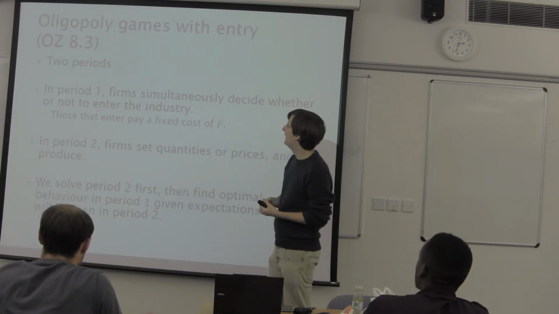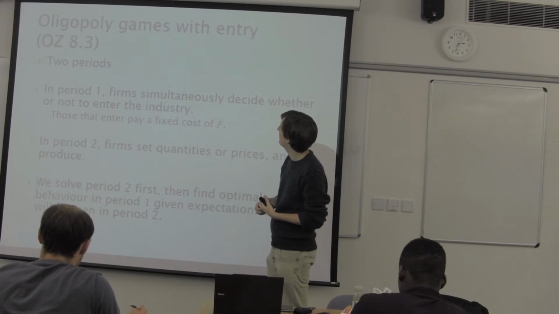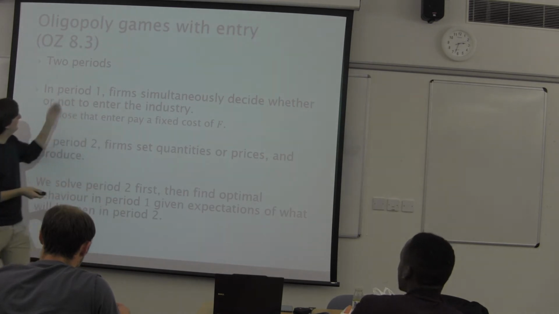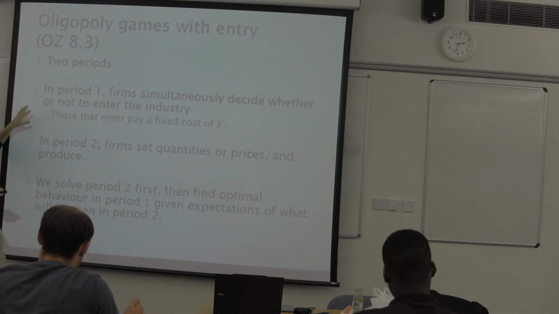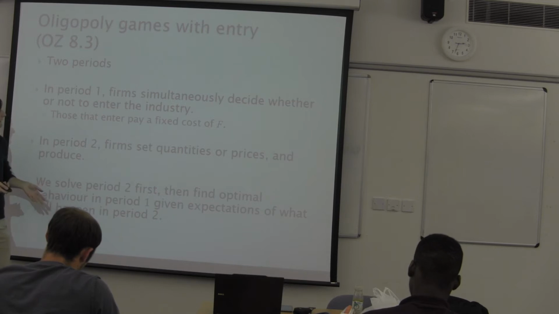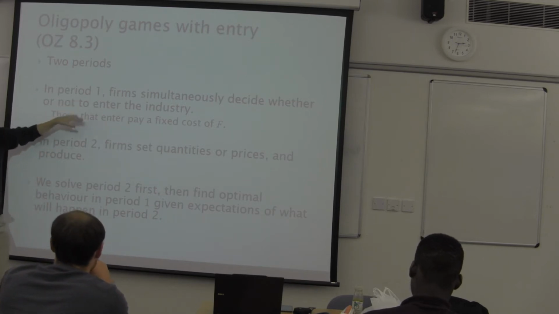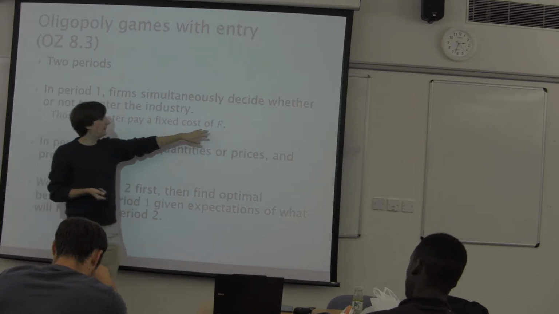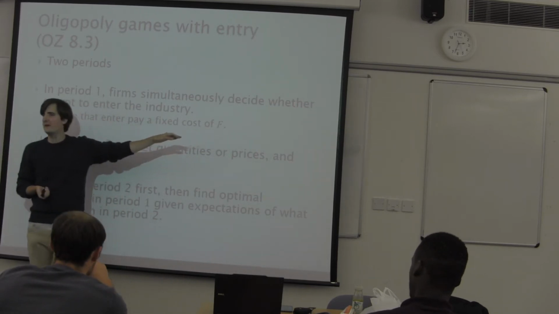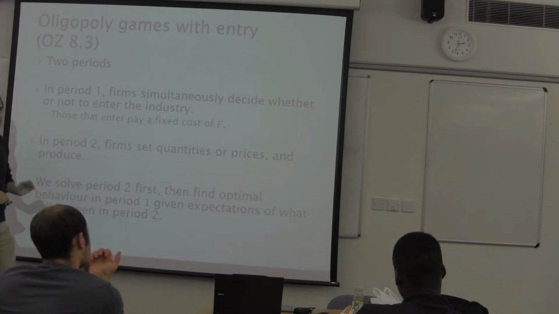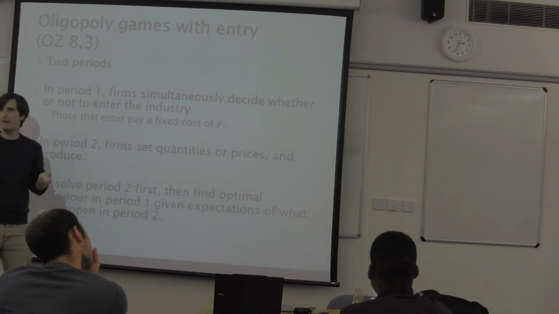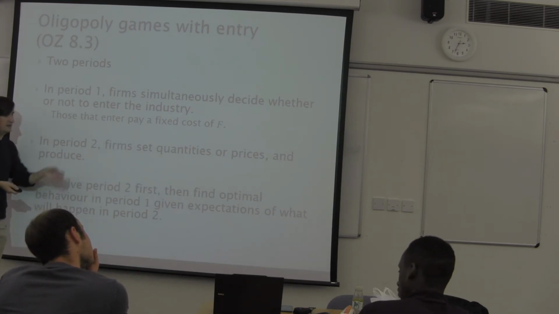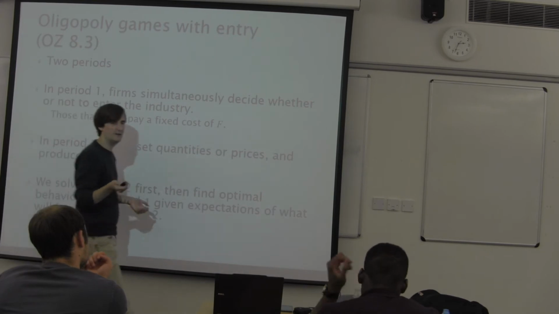So the general structure is going to be the following. We're going to have two periods. In the first period, firms are going to decide whether or not to enter the industry. If they decide to enter, they have to pay a fixed cost of F. So even if they don't sell anything, they have to pay this fixed cost of F just to enter the industry. Then those firms that have entered the industry compete in either Cournot or Bertrand competition. They're going to set quantities or prices, and they're going to make some profits.